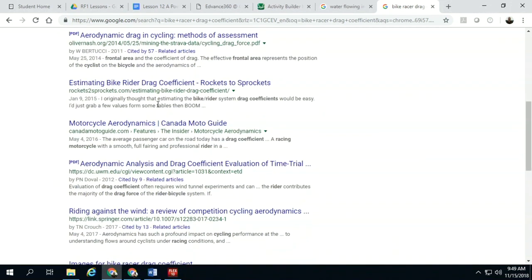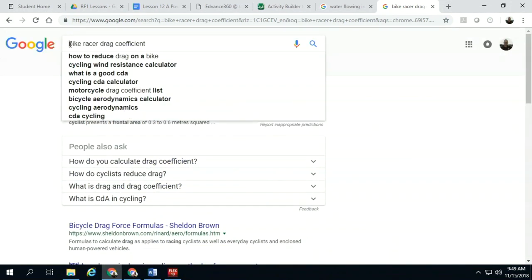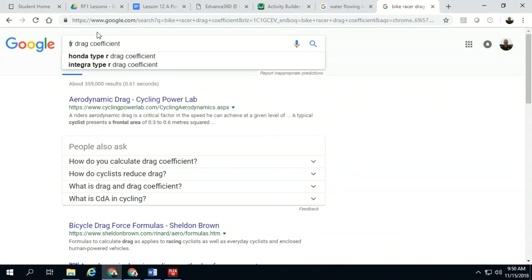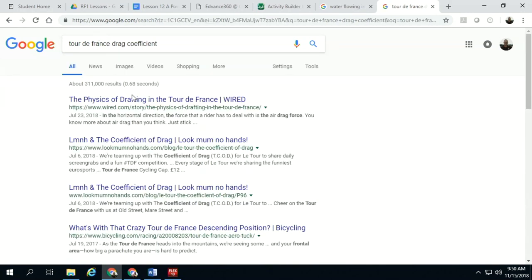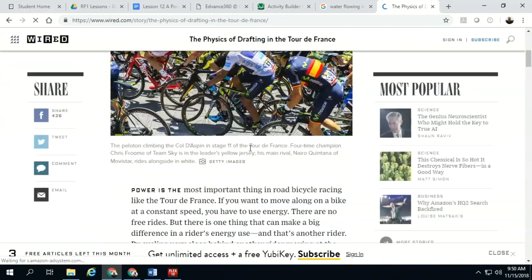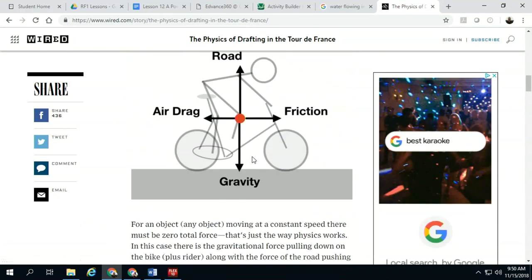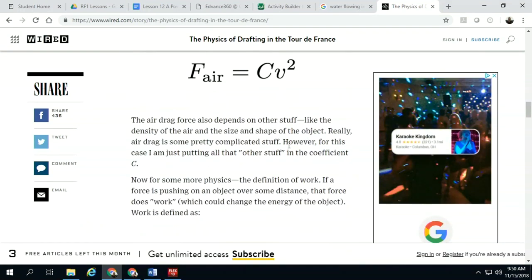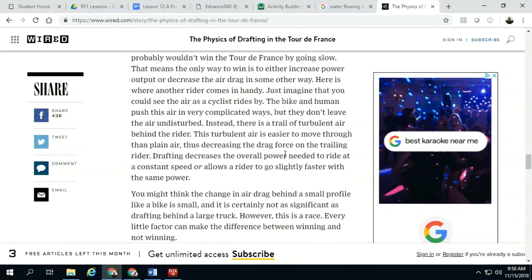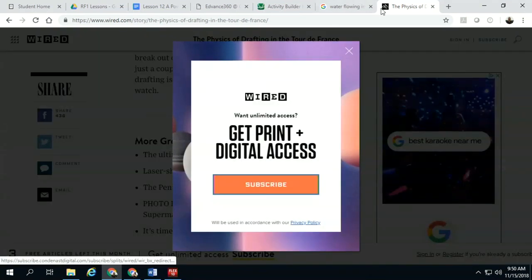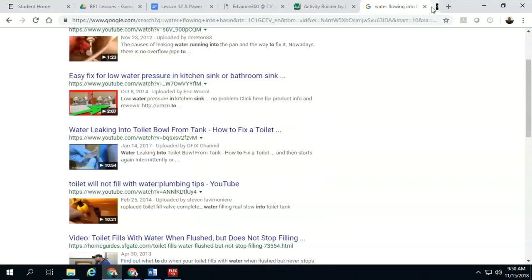Yeah, I don't see, let's say, Tour de France. Let's see if they give us a drag coefficient there. Oh, they got the C, but they don't tell us what the C is, do they? Be nice if they did. Anyway, it's probably a lot smaller than 0.383.